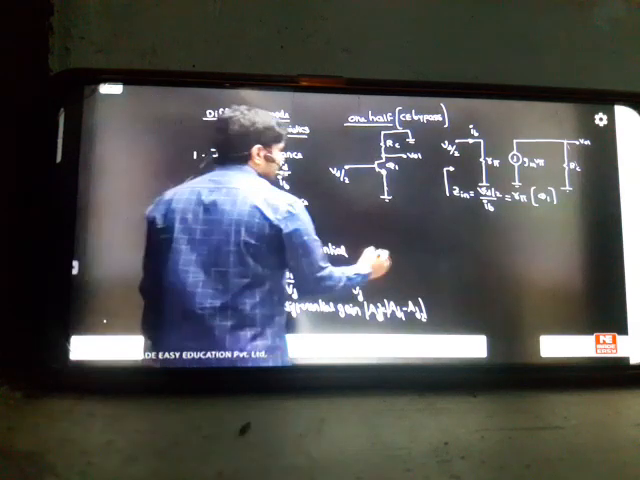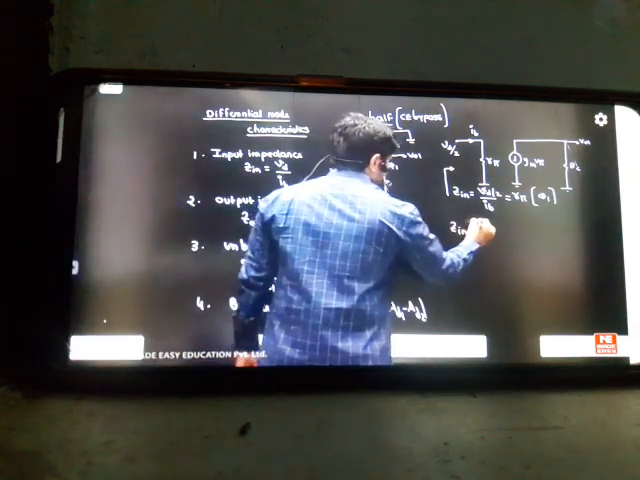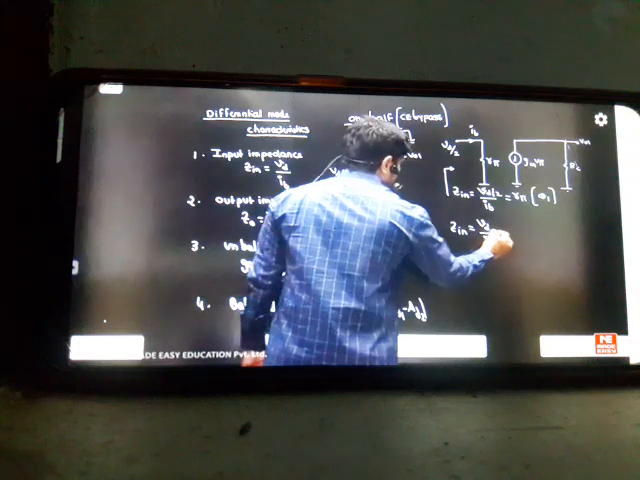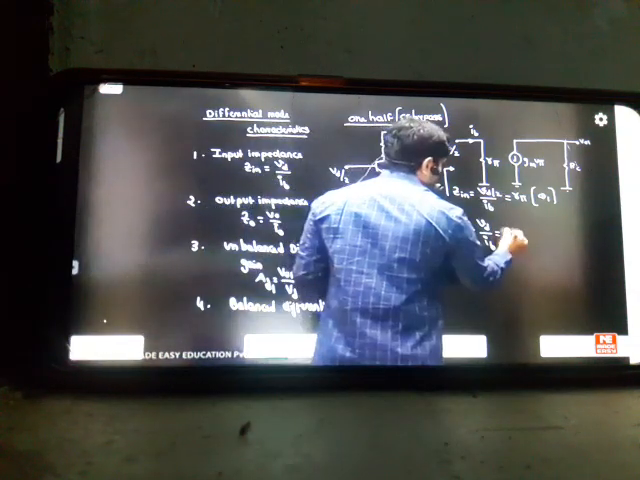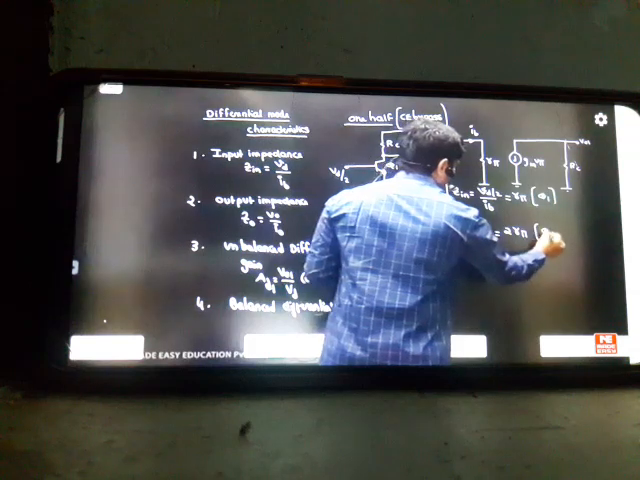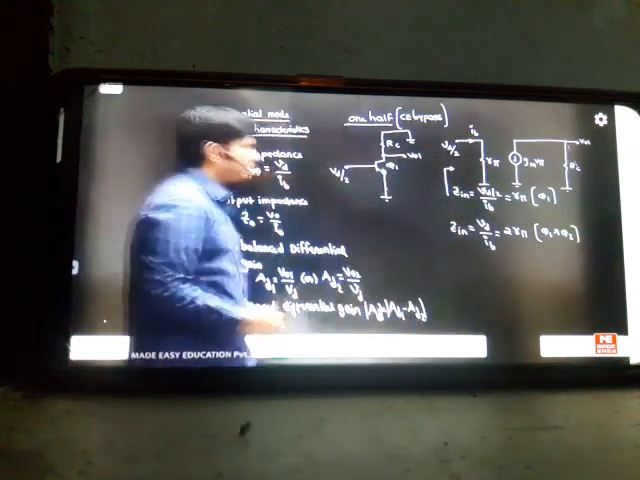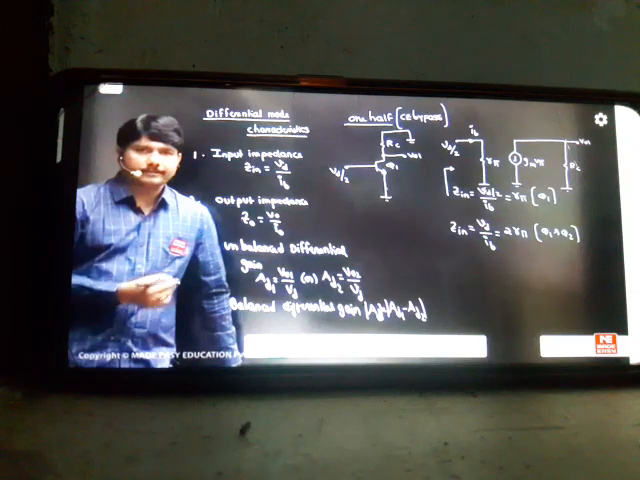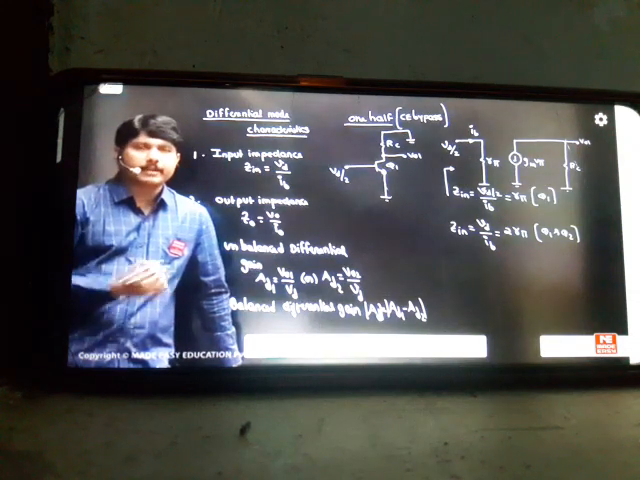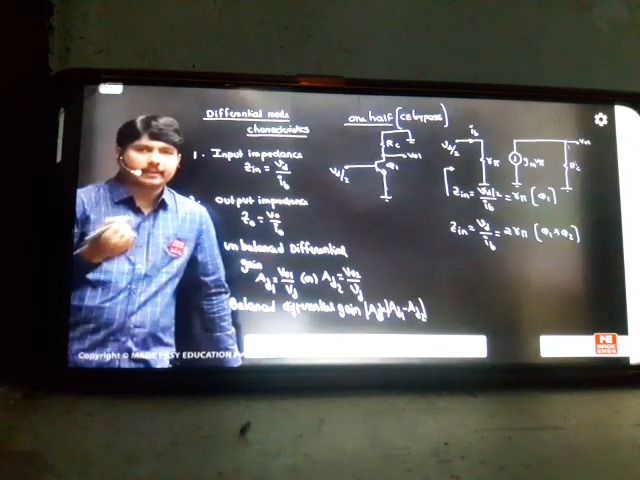We must get ZIN equal to VD by IB. Whenever I want VD by IB, these two you can take that side. So it will become simply 2 into R pi, which is nothing but the answer for Q1 and Q2 both. So this is the way I simply converted my knowledge. Only for one transistor it is R pi. Whenever you want it for two transistors, it will become 2 R pi. That is the knowledge. This completes my simple calculation of input impedance for a differential amplifier under differential mode of operation.